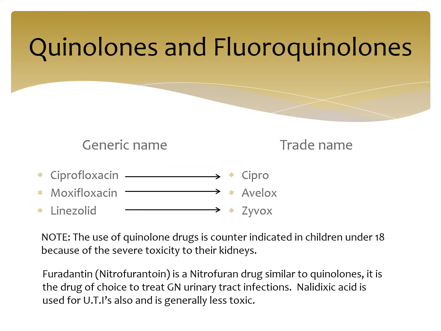Another drug I want to talk about that is specific for treating gram-negative urinary tract infections is called Furadantin. That's also known as nitrofurantoin. It is the drug of choice for urinary tract infections with enterics.